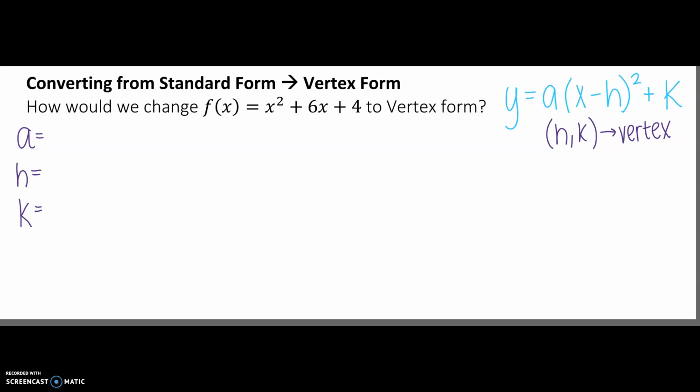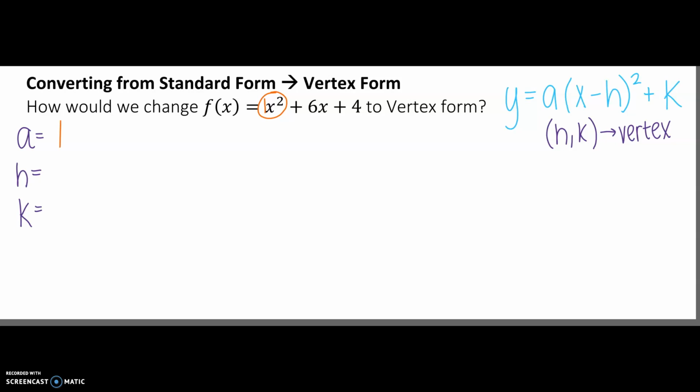So my first step for finding a is just to look at my original problem that's in standard form and find that a value. Remember, our a value goes with our squared term, and it's the coefficient of our squared term. Our squared term's right here, and we don't have a written coefficient in front of it. If there's nothing there, and we're multiplying things together like we are with the squared term, that value is 1. So my a value is going to be 1.